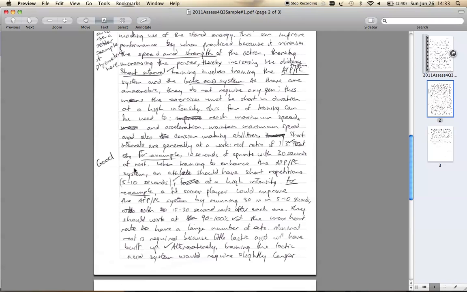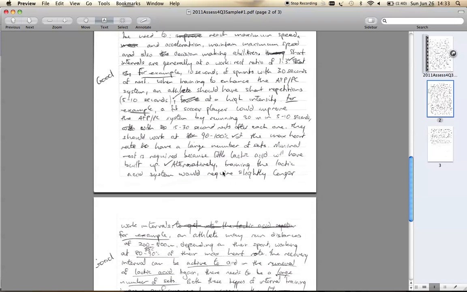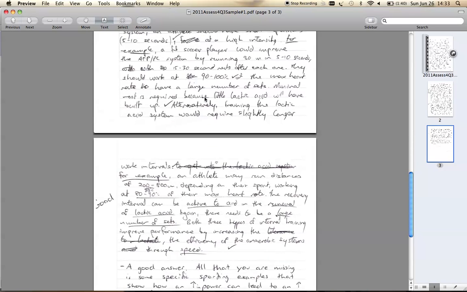This is all good. As you can see there, that's a red pen there saying good. Probably should have said very good. So that's excellent. And he's moved on here now to talking about working the lactic acid system. And he's written here, he's sort of working at 80 to 90% of their max.